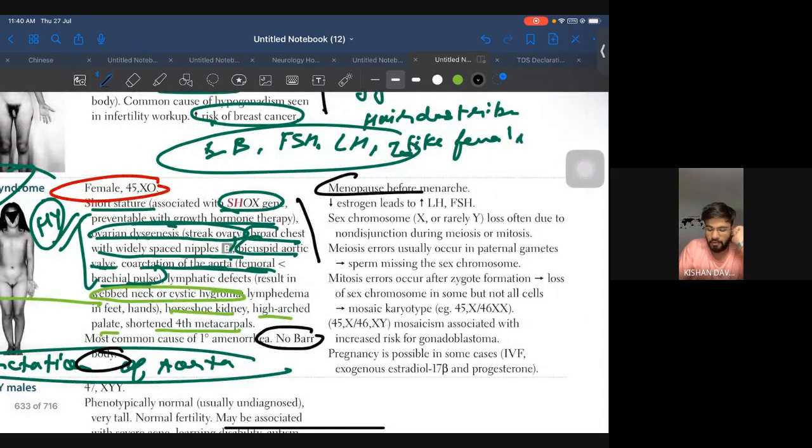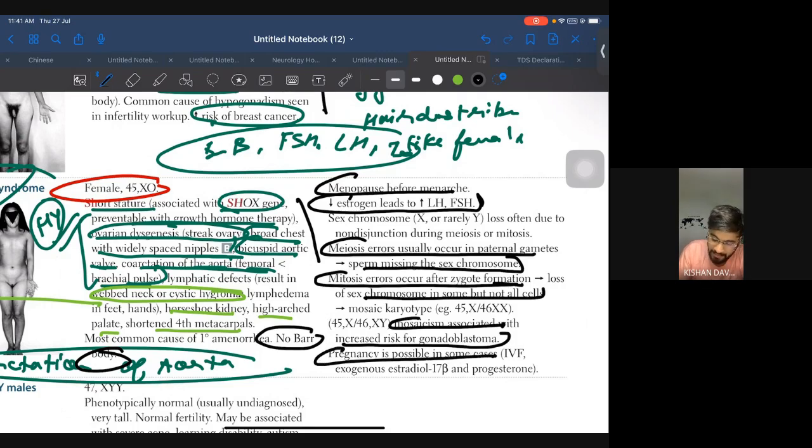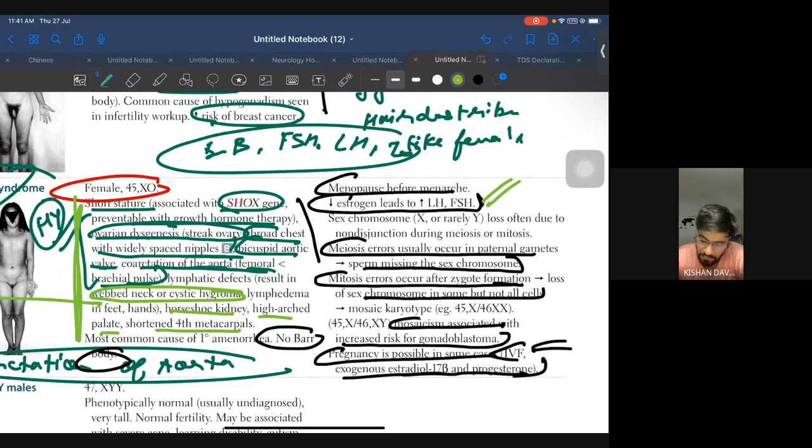So menopause before menarche, decrease in estrogen leads to increase in LH and FSH. Another thing: meiosis errors usually occur in paternal gametes, sperm missing the sex chromosome. Mitosis errors occur after zygote formation, the loss of sex chromosome in some but not all cells. Another thing, mosaicism is associated with increased risk of gonadoblastoma. Pregnancy is possible in some cases by IVF, mostly IVF. So what you need to remember here are the lab values, and the meiosis and mitosis alignment.